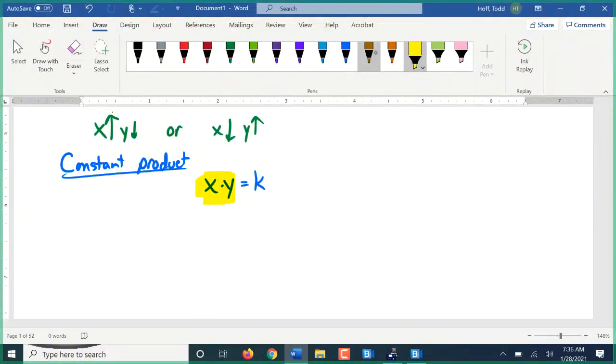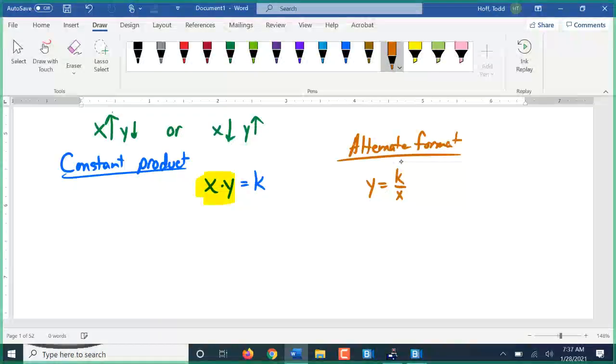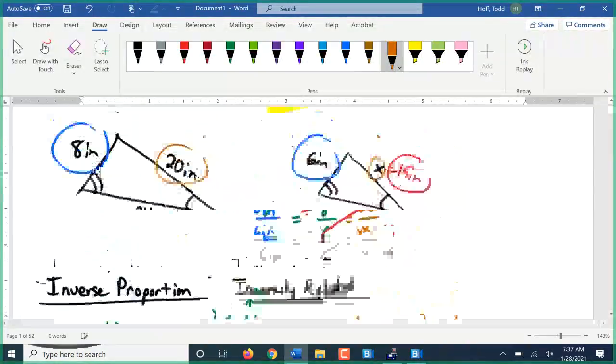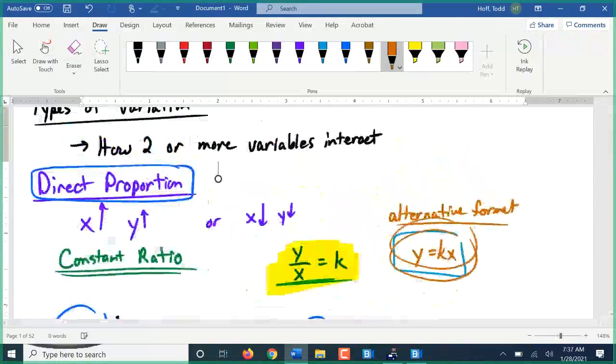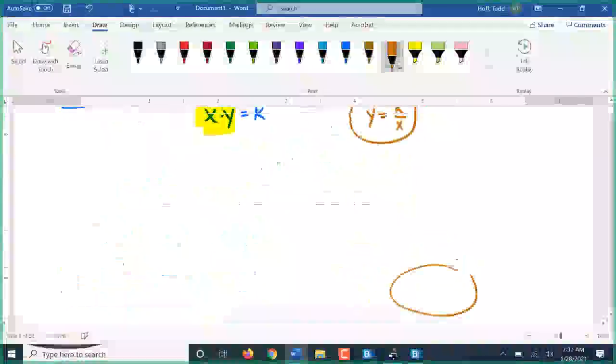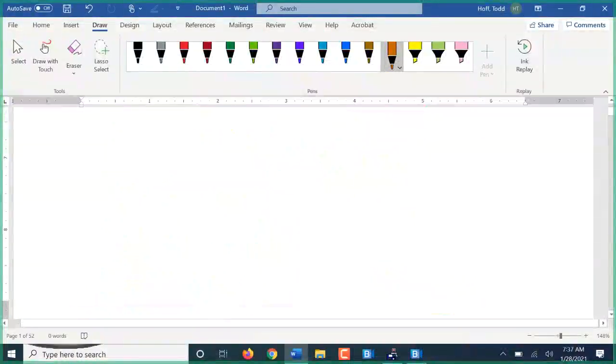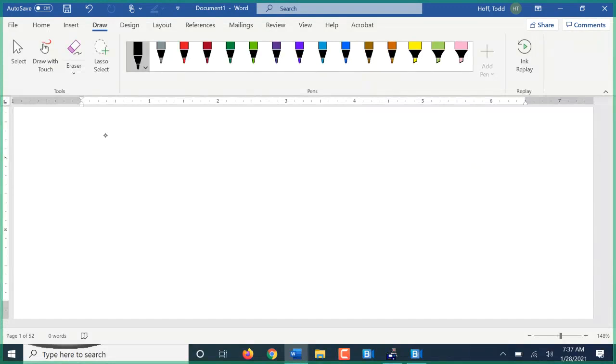And again, there's an alternate format. That would simply be y is equal to the constant divided by x, instead of, up here, y is equal to the constant times x. Well, first of all, what are some examples that would be inversely related? Well, let's go back to our gears.